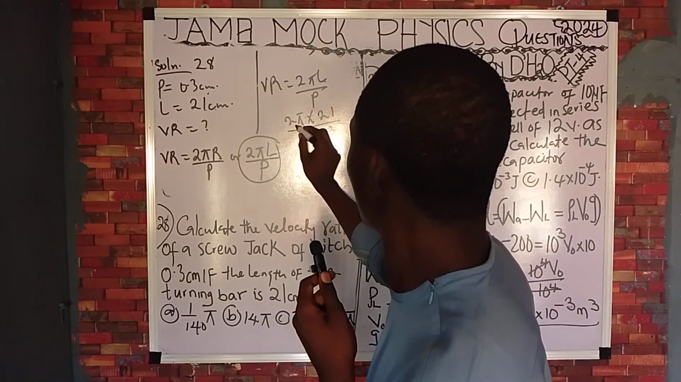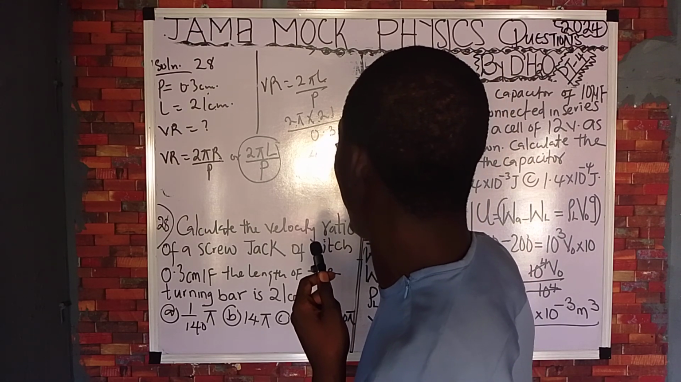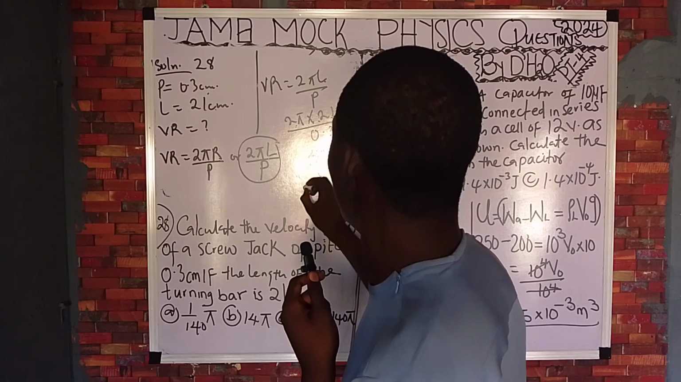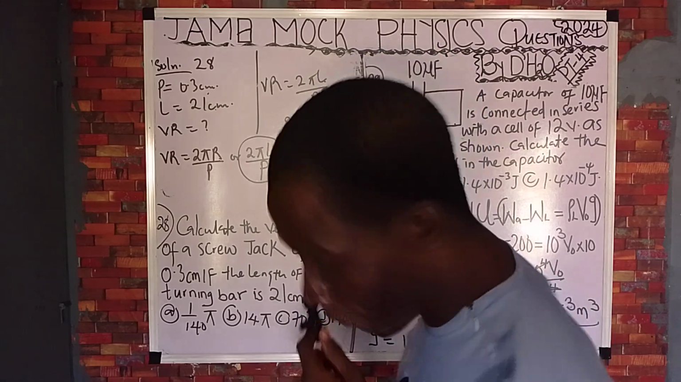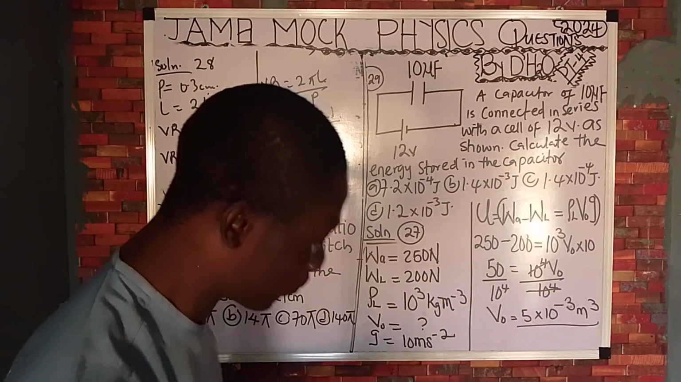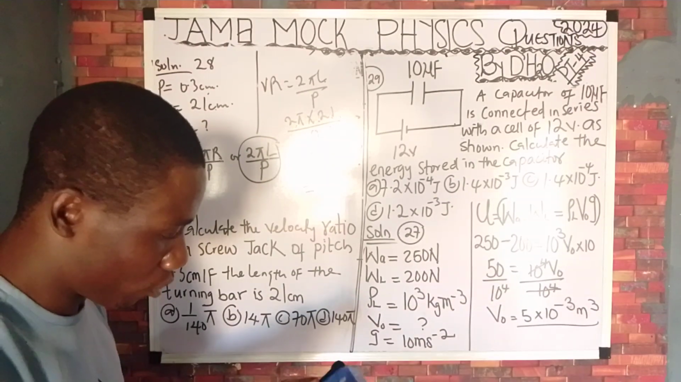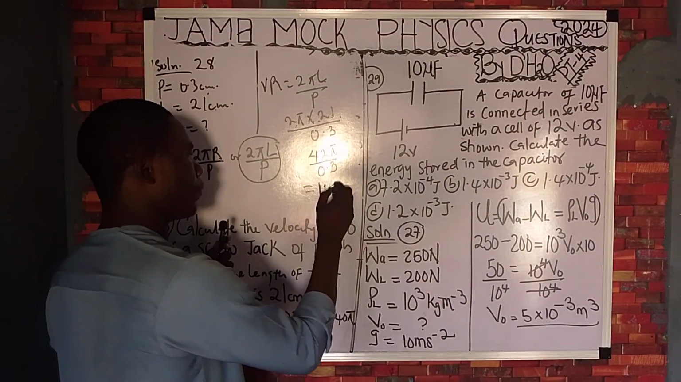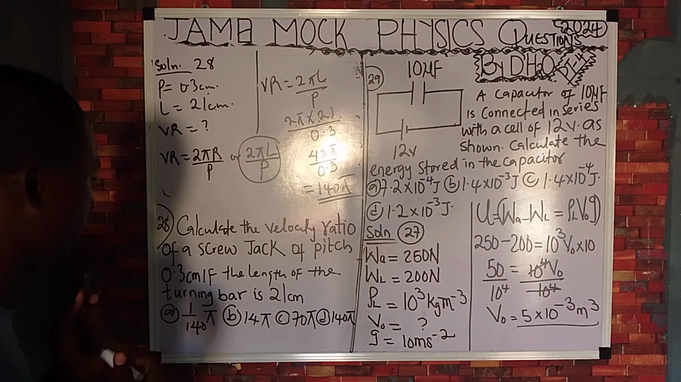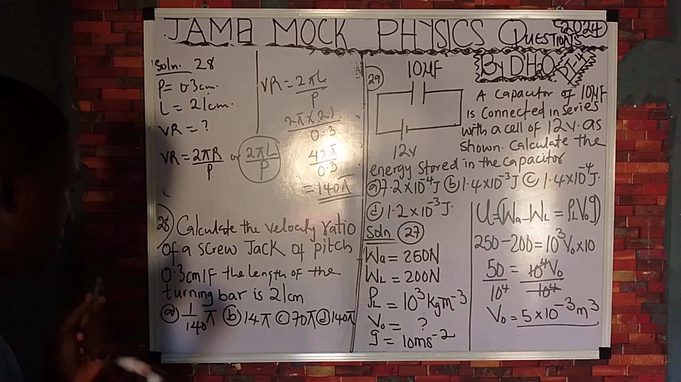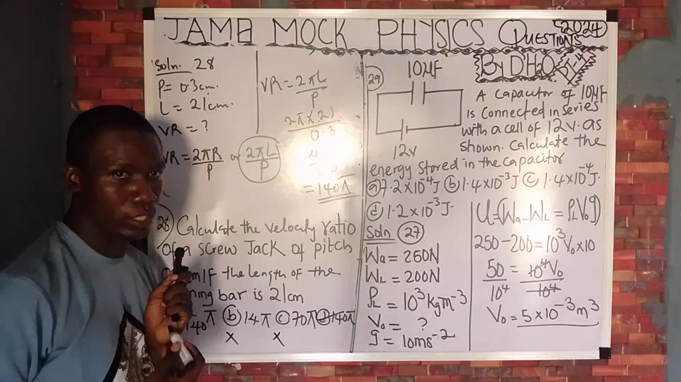So that we have 2 pi times 21 will give us 42 pi over 0.3. Let's quickly divide 42 over 0.3. I guess we are going to have 140. Let me confirm. 42 divided by 0.3. Wow, we have 140 pi. That's the answer to the question. That's the velocity ratio of the screw. So the answer is not A, it's not B, it's not C. The answer is what? D.